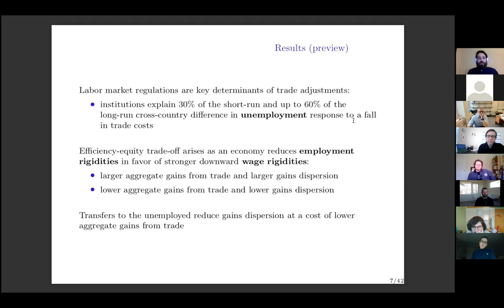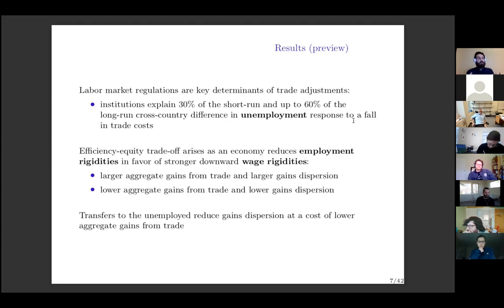This trade-off is generated by the fact that wage rigidities introduce larger selection in the model. This increases wages overall, but at the same time pushes up the probability of being fired, which makes the gains much more dispersed across the entire population. On the other hand, employment rigidities don't favor selection. That lowers aggregate gains, but at the same time doesn't push up the probability of being dismissed, making the gains much more equally distributed across the population.